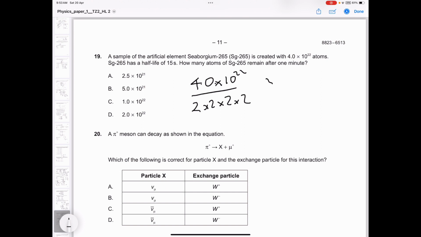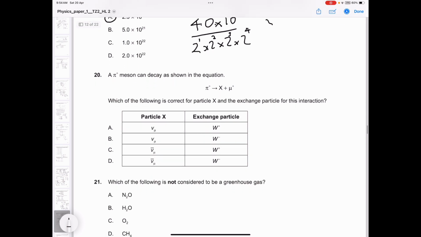Okay, so number 19. You have this artificial element seaborgium, and you have to find out how many atoms remain after 1 minute with half-life 15 seconds. So after 15 seconds, you divide by 2. Then after 30 seconds, you divide by 2 again. After 45 seconds, you divide by 2 again. And then after 60 seconds, you divide by 2 again. So this is the calculation, and if you do it, you should get 19A.